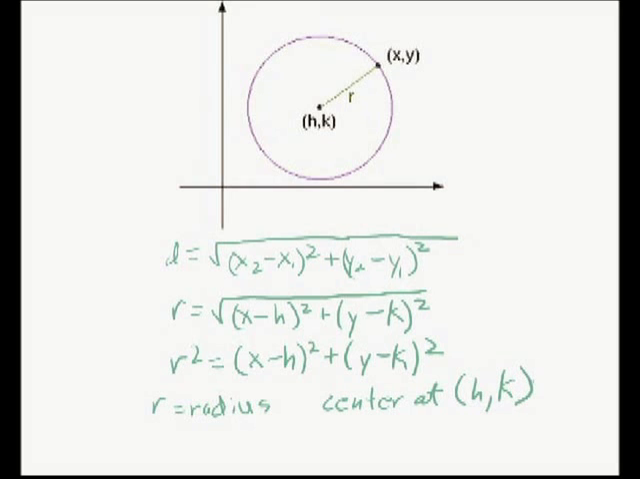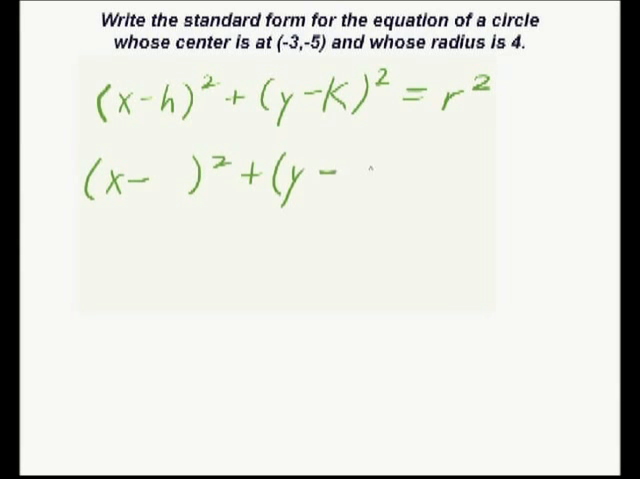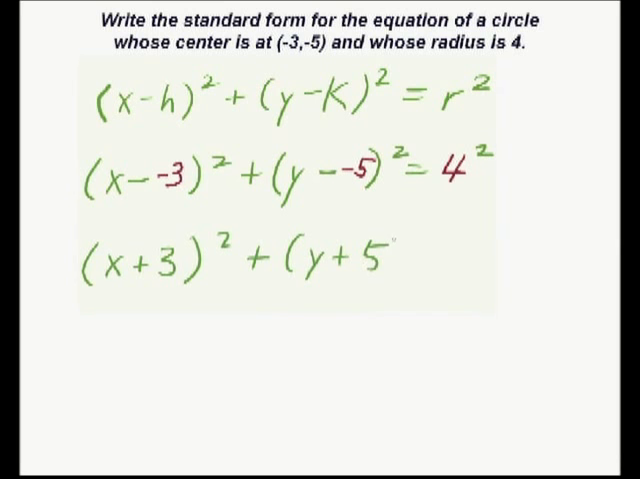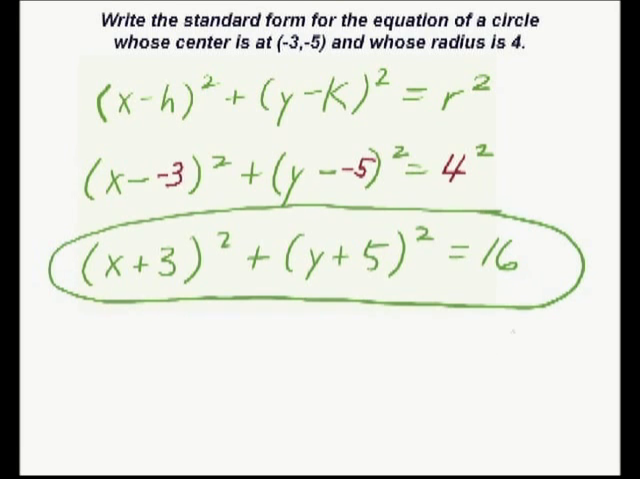With these tools in hand, we're ready to handle a question you might face. For instance, write the standard form for the equation of a circle whose center is at the point (-3, -5), and whose radius is 4. I'll begin by writing the standard form. Then I'm going to write it again, but I'm going to leave a couple of blanks where I'm going to fill in some information. The center is (-3, -5). Careful of your minus and negatives. So our equation is going to come out to be (x plus 3) squared plus (y plus 5) squared equals 16. This is going to be our standard form for the equation of this circle.